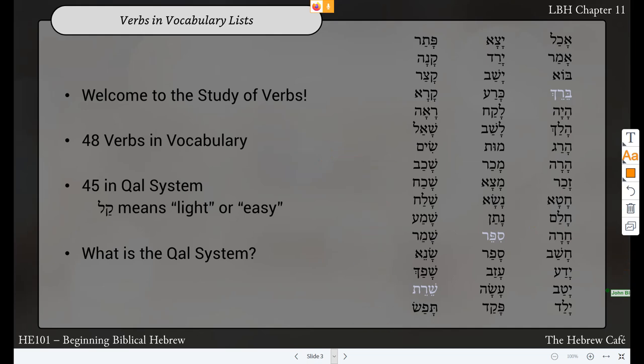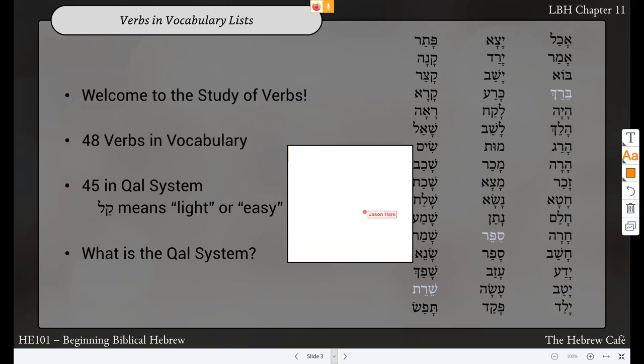Any questions about the meaning of what Qal means? Did you pick it up in your reading? Everybody understands it, basically? Maybe not. Not getting any response. I think so. Okay. Sweet. Anyone else?